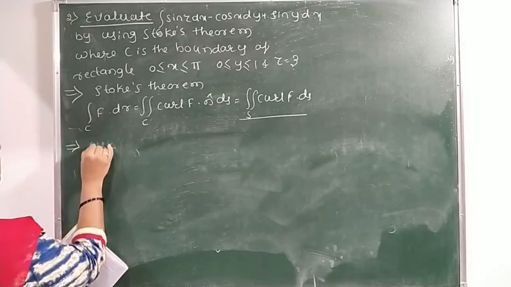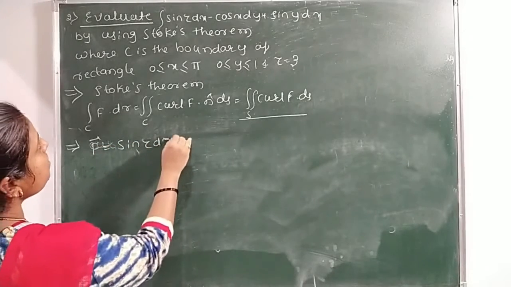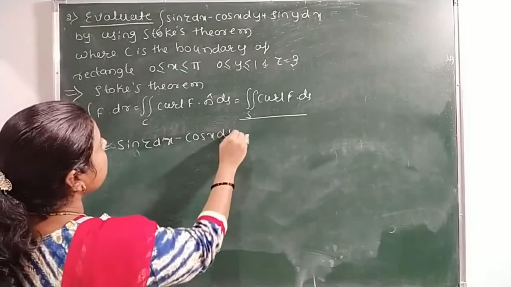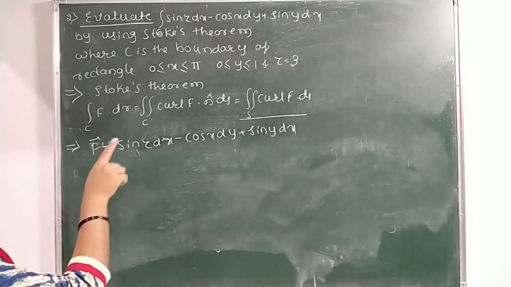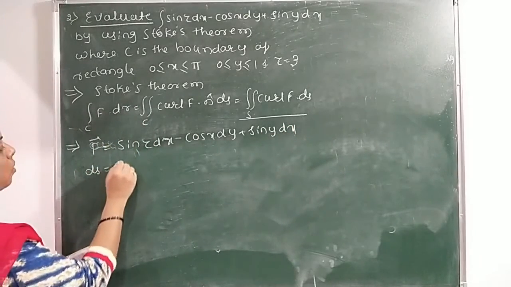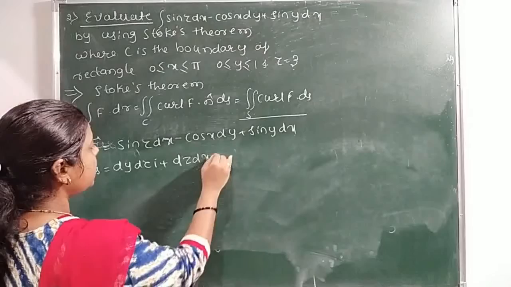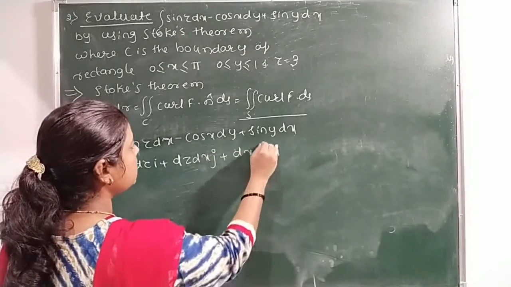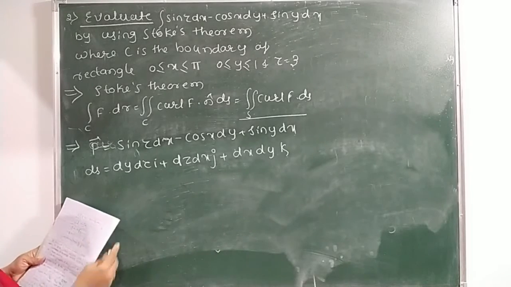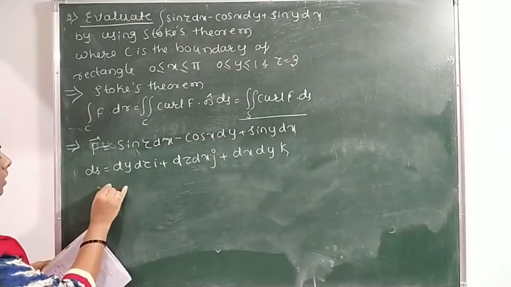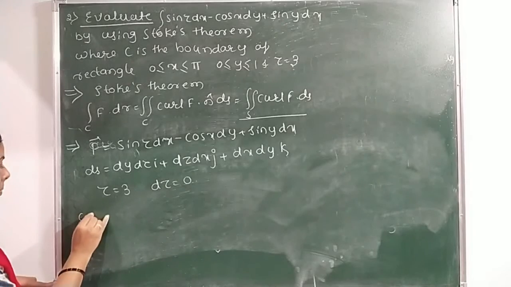Before that we have to take the f term. That f is nothing but sin z dx minus cos x dy plus sin y dx. This is our f, and ds is nothing but, as we already know, dy dz i plus dz dx j plus dx dy k. For these two you have to apply the curl term. Z is equal to 3, so dz is equal to 0. Now we have to apply the curl here.